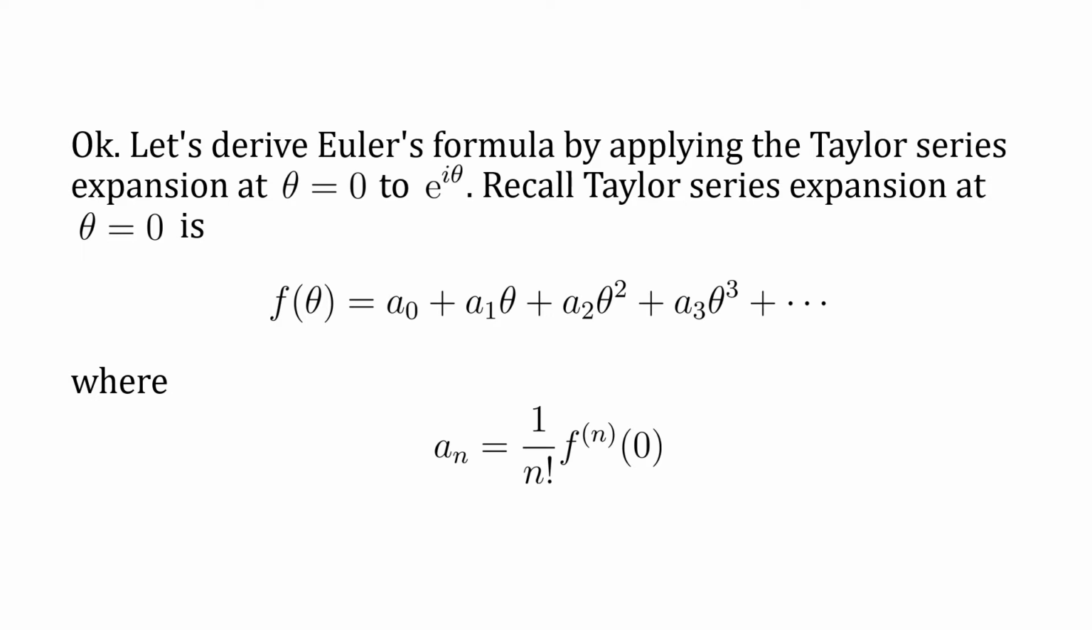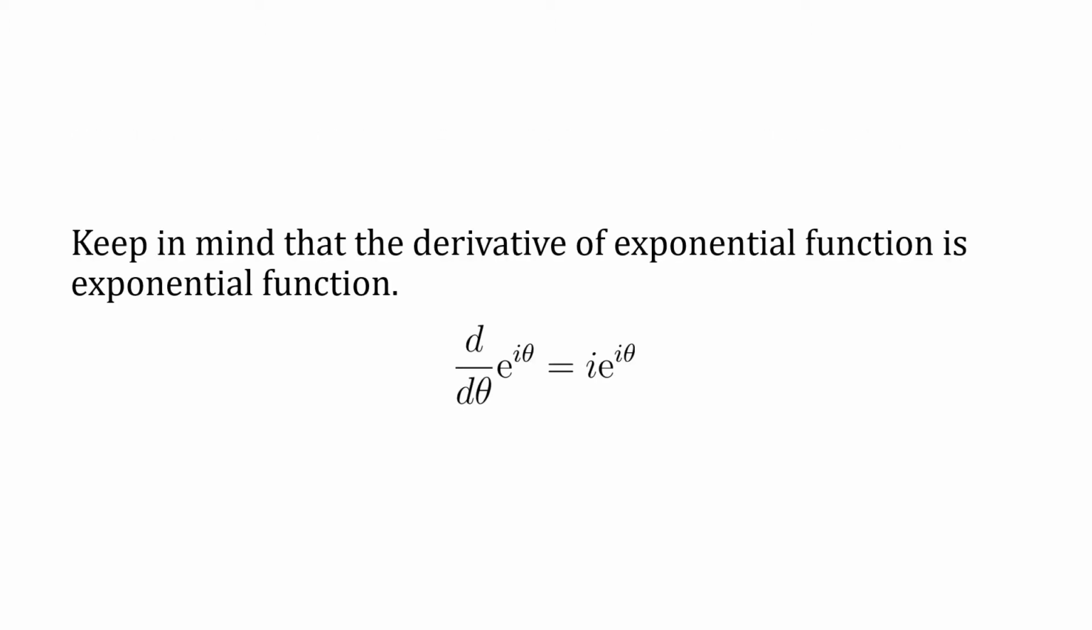Okay. Let's derive Euler's formula by applying the Taylor series expansion at θ = 0 to e^(iθ). Recall the Taylor series expansion at θ = 0 is f(θ) = a0 + a1 θ + a2 θ² + a3 θ³ + etc., where an is equal to 1 over n factorial multiplied by the nth derivative of f at 0. Keep in mind that the derivative of the exponential function is the exponential function. d/dθ e^(iθ) = i e^(iθ).